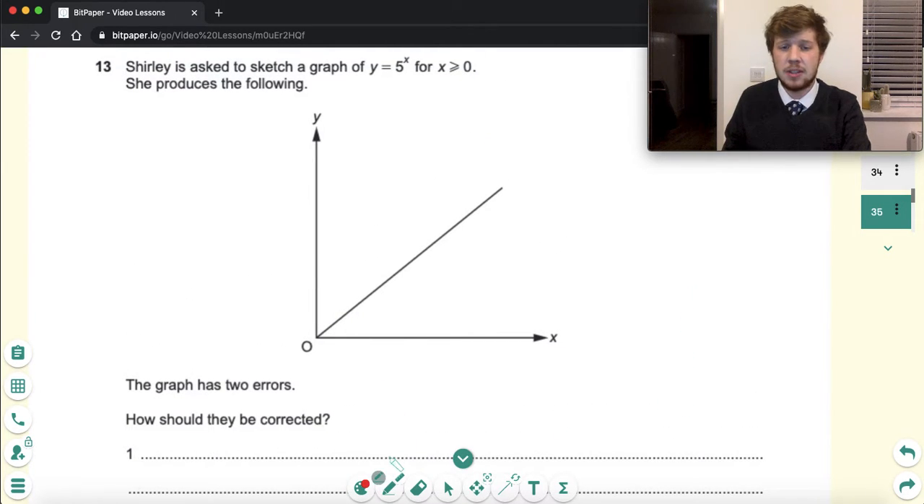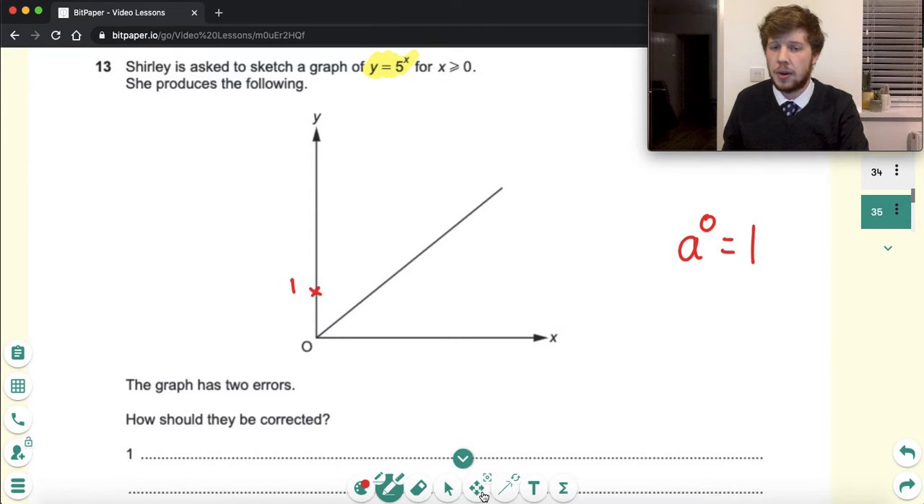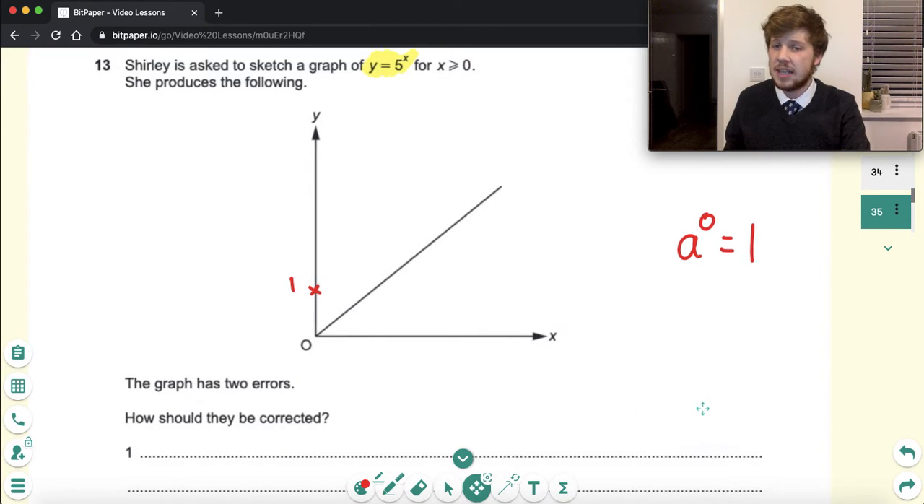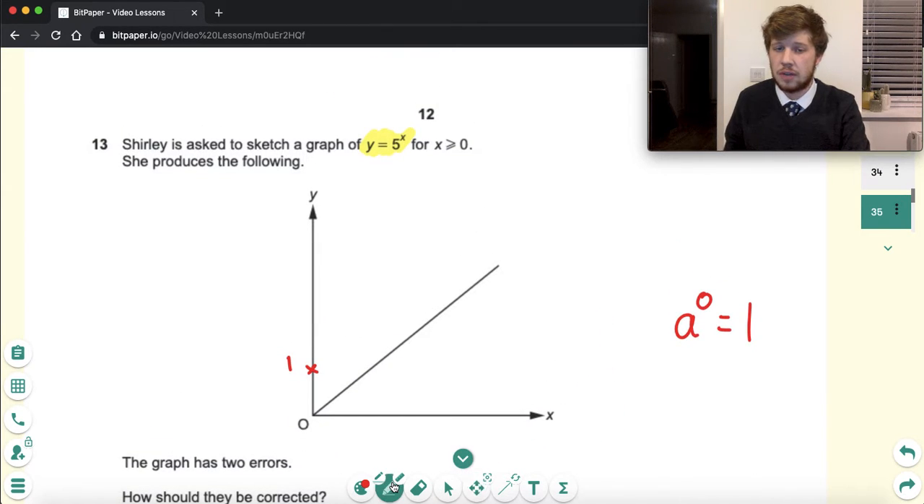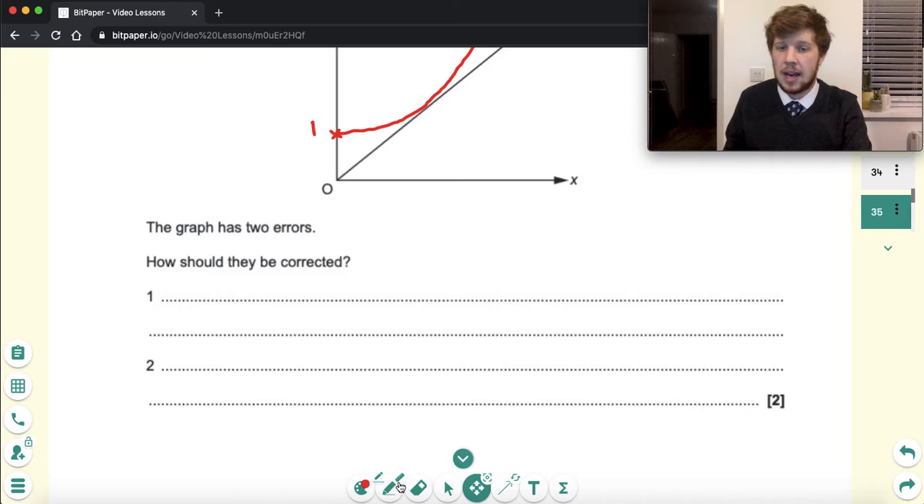The first thing to notice is that the graph that Shirley is trying to sketch is an exponential graph. Now, we know that any value to the power of 0 would equal 1. So therefore, first of all, Shirley's graph should go through 1. The next thing we know about an exponential is they follow sort of an exponential curve. So the graph should start off shallow and then slowly pick up and get really steep. So, how could this be corrected?